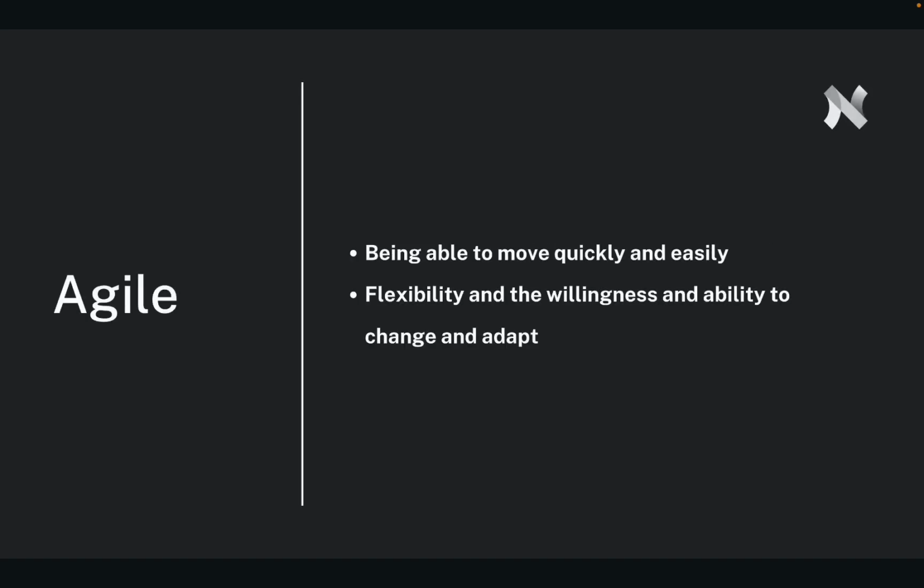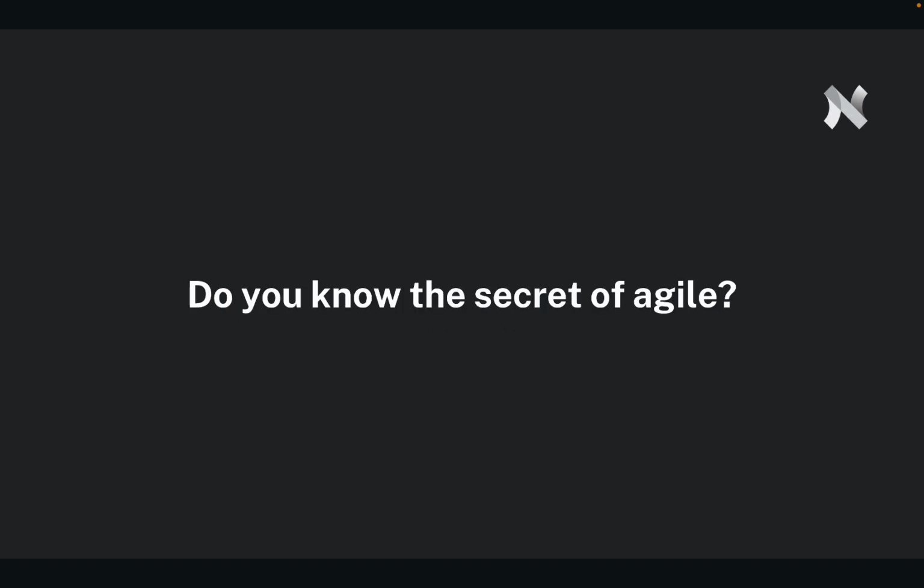Now let's talk Agile. Agile is all about being quick, flexible, and open to changes. Think fast, adaptable, and always ready for any unexpected changes. You're probably here because you know that Agile works better than other project management methods in many scenarios. But do you know the secret behind that?